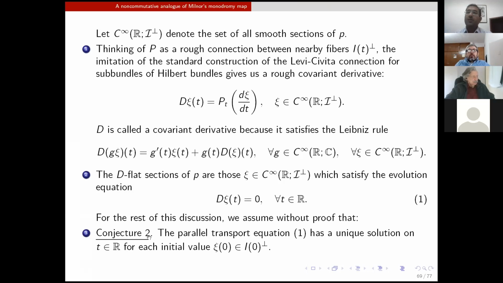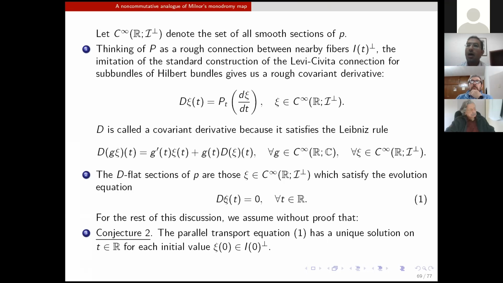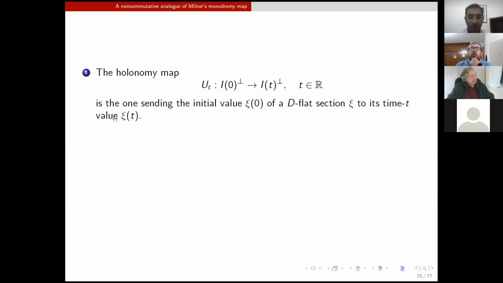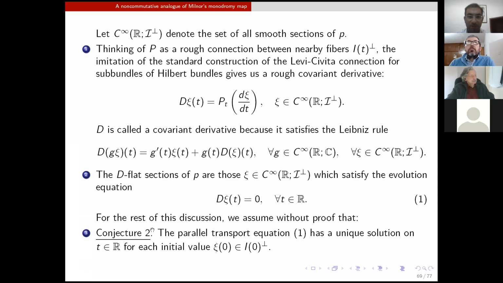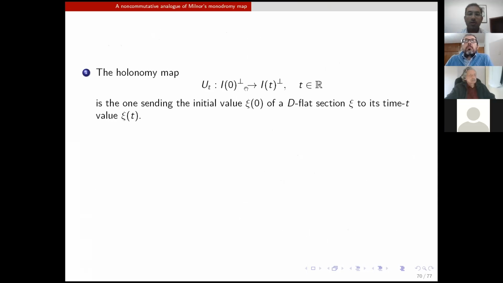So the conjecture 2 is about, because we want to imitate the construction of differential geometry, so that is our second conjecture. So our second conjecture is that the parallel transport map, which sends the initial value of a flat section to its time t value, so the second conjecture tells you that this equation here is solvable. It has a solution for every t. So as soon as this conjecture is true, I'm going to tell you about some toy models about this conjecture. But if this conjecture is true, then you can make sense of the holonomy map.